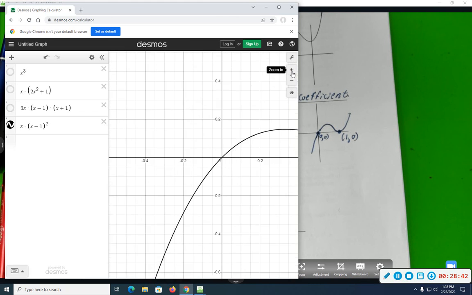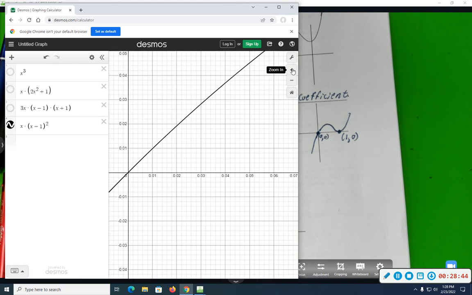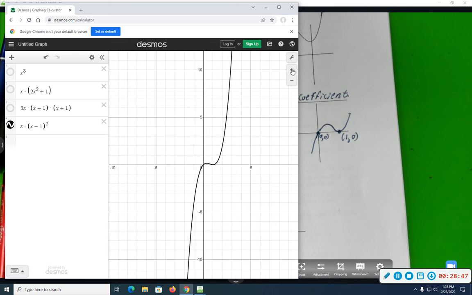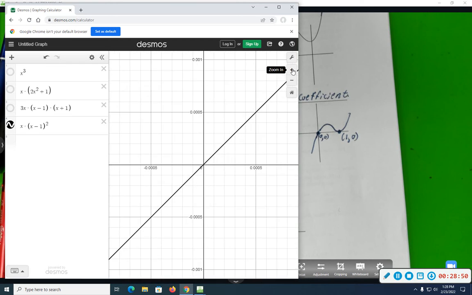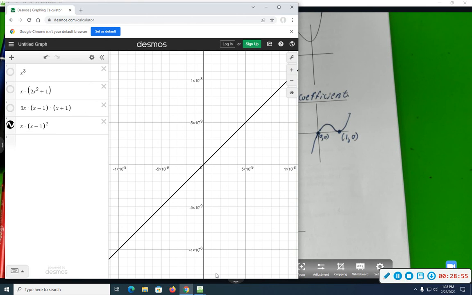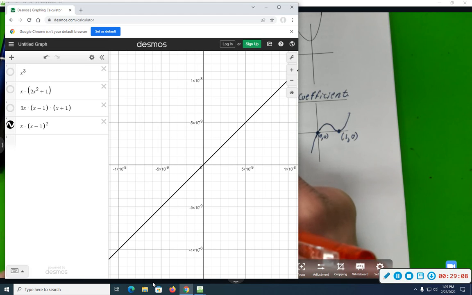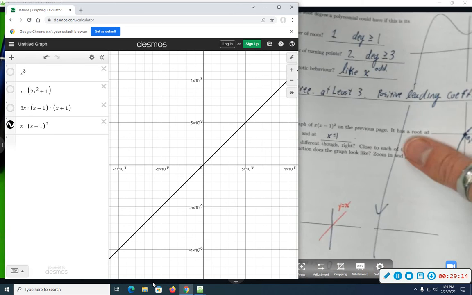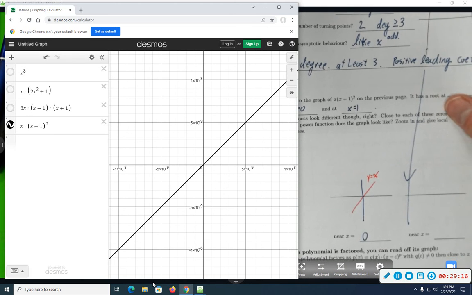So let's zoom in on this root at 0. Actually, this is the easiest way. What does that graph look like at a really small scale? Linear. In fact, it looks like y equals x. So near x equals 0, what graph do we see? We see that graph, something that's basically y equals x. You don't see what I drew. I need to get better about that. So it looks like y equals x.